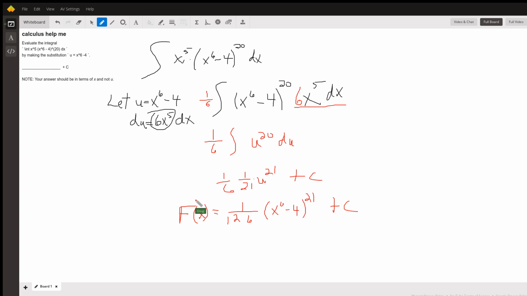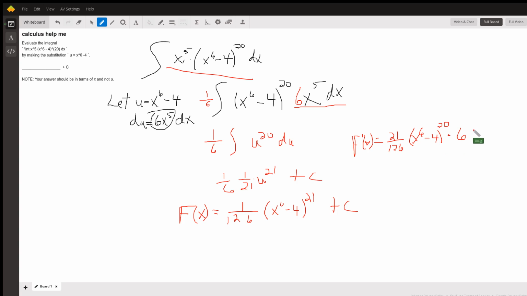And if we take the derivative of that, we should end up with this. You might want to check that out using the power rule. What does f prime look like? Well, I take 21 times the 126th, x to the 6th minus 4. I reduce the exponent by 1. And then I multiply by the derivative of the inside, the chain rule.